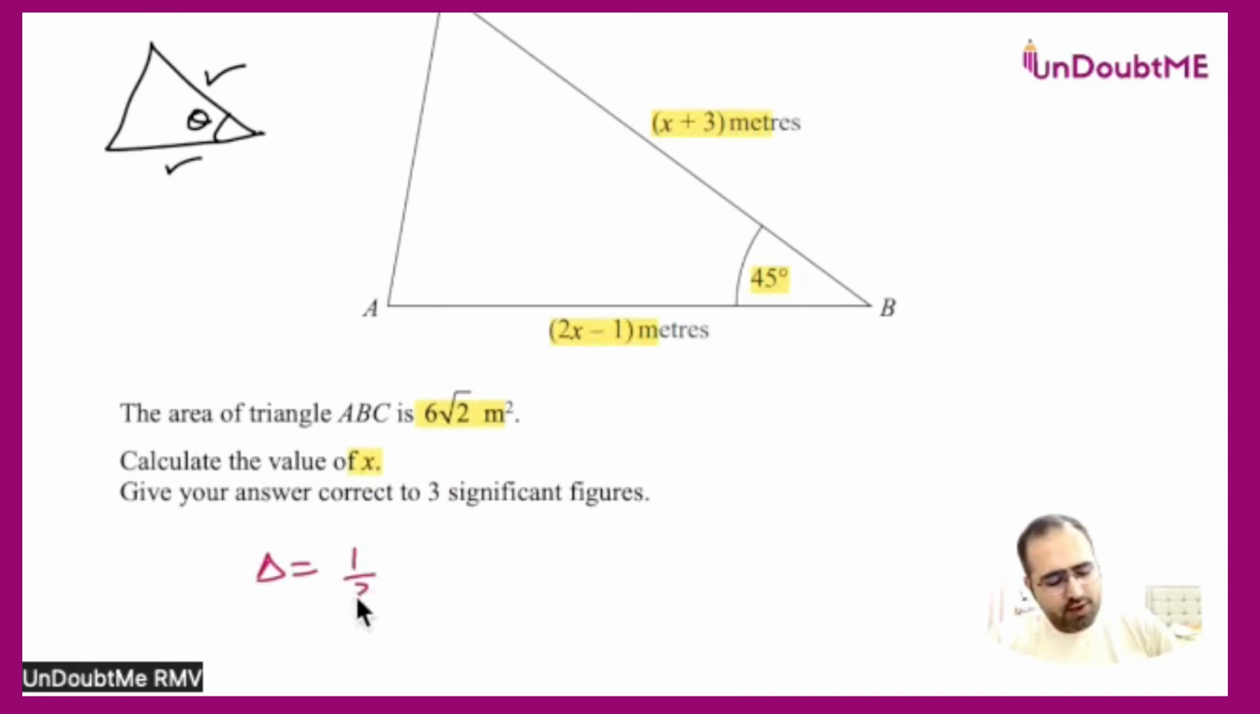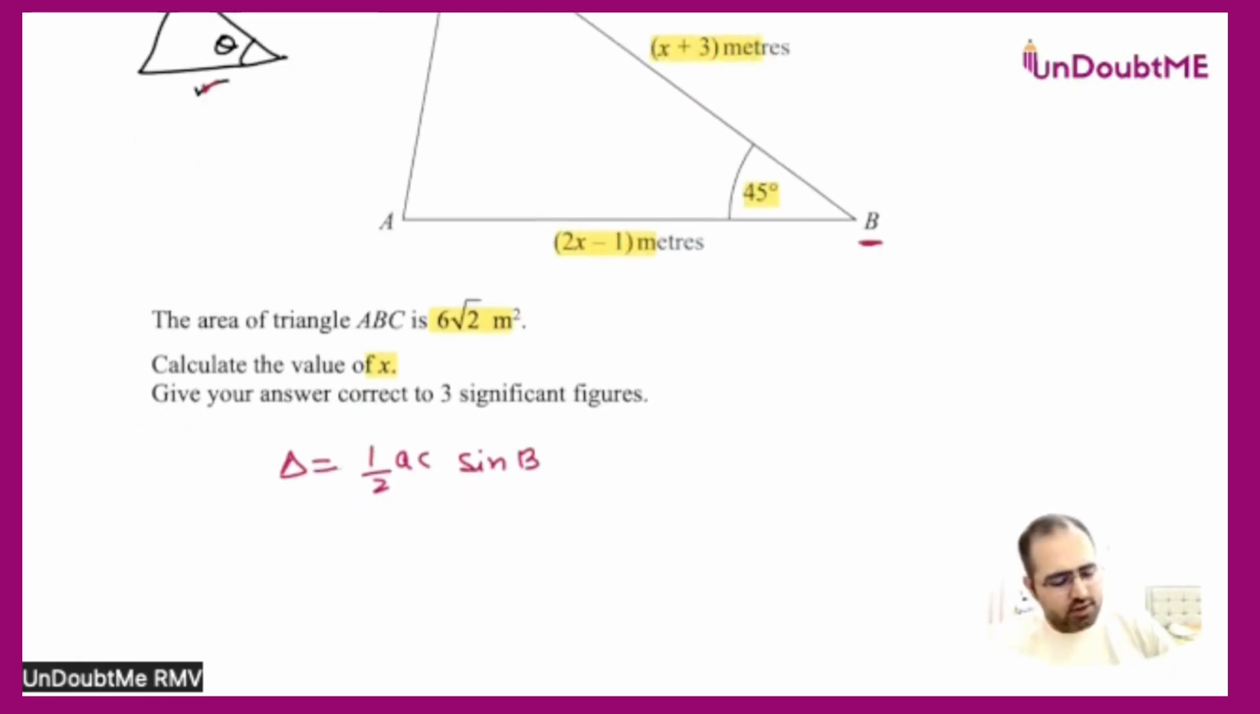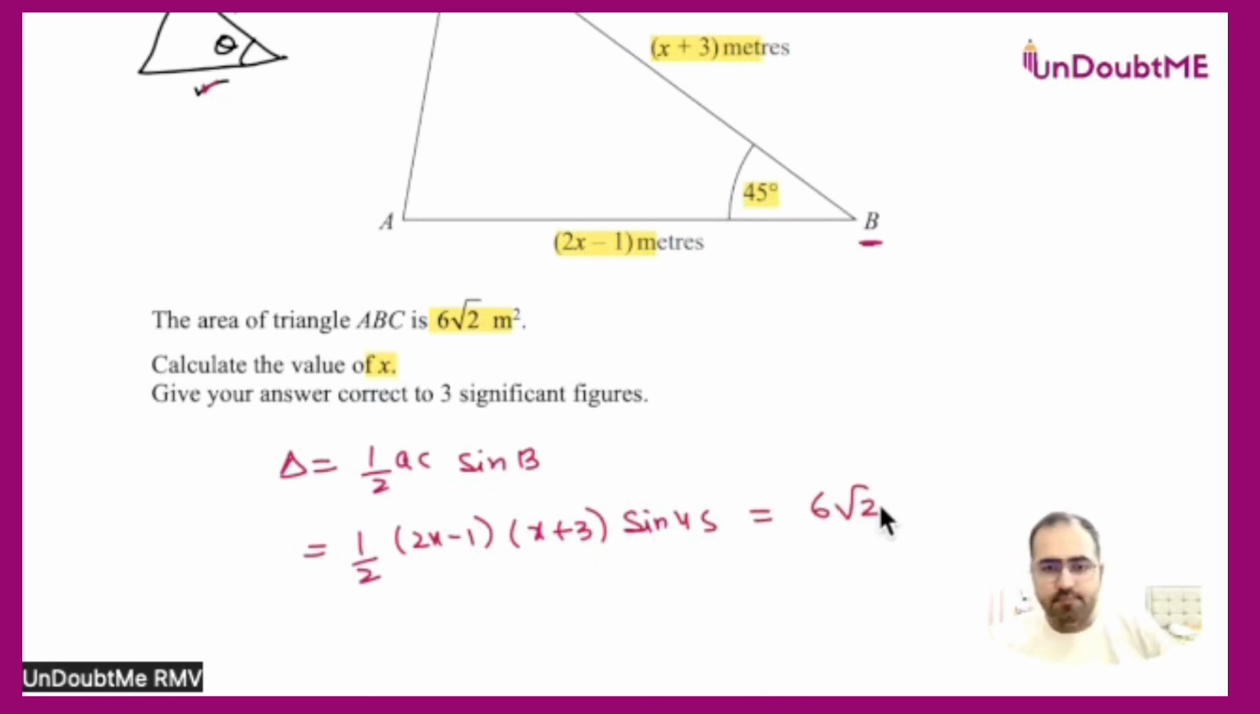So the formula was half AB sine C, where A, B, C are all indicative. These are just indicative letters. Please don't get confused in this. As per this, if you want to write in literal terms, then it will be half AC sine B. The reason is they have given angle B, but no one should get confused in this ABC thing. You have to just see that there has to be two sides and an angle in between those. So half (2x minus 1)(x plus 3) sine 45 is equal to 6 root 2.